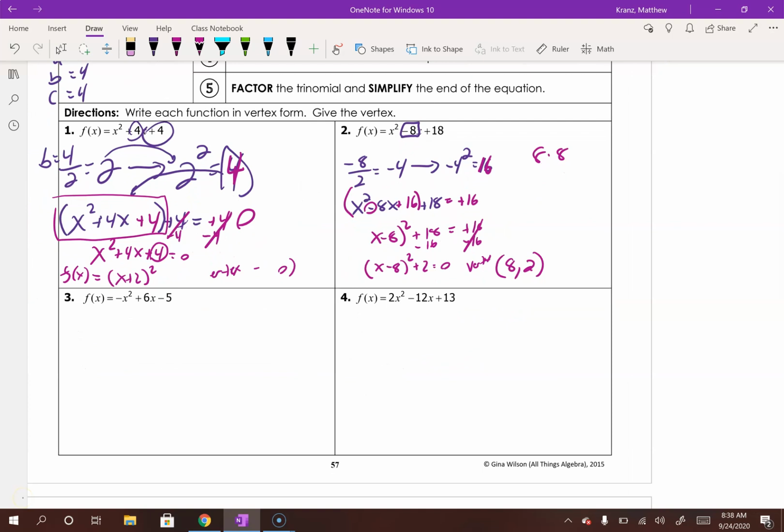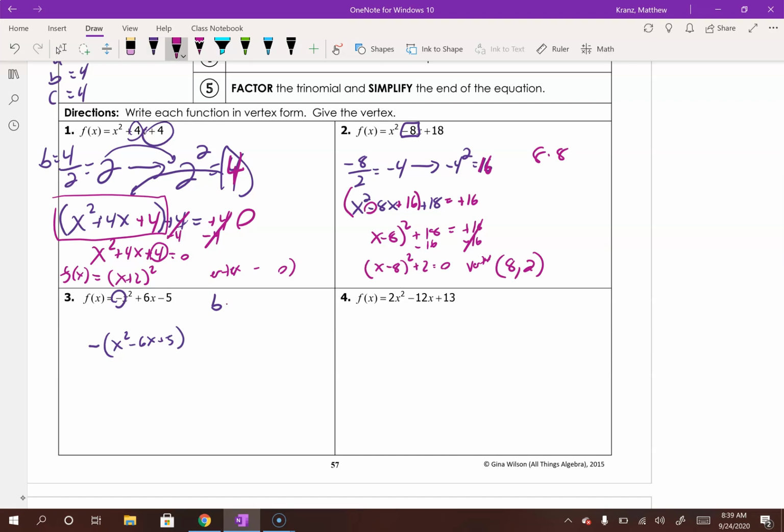Okay, on to number 3. So number 3 is a little unique because we have this negative sign. And we need to pull this negative sign out. The way we pull this negative sign out is we are just going to change the signs of everything. So meaning that I go ahead and pull that negative sign away. So that negative x squared becomes x squared. My positive 6x becomes negative 6x. And my negative 5 becomes positive 5. And now we follow our same process.